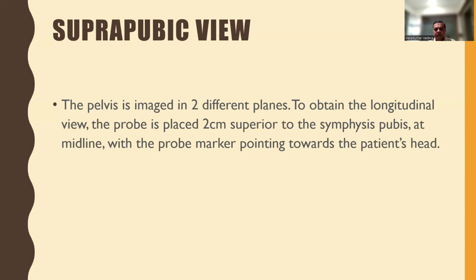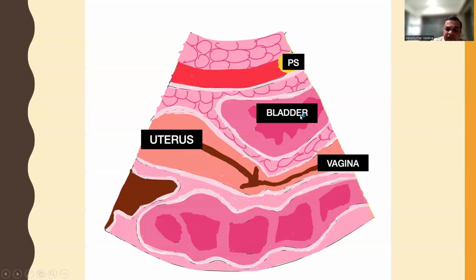There are two different planes. To obtain the longitudinal view, the probe is placed 2 centimeters superior to the symphysis pubis, and it is directed a little bit caudally at midline with the probe marker pointing towards the patient's head, or cephalad. So what we see is the bladder. This is in a female patient. We see the uterus and we see the rectum.